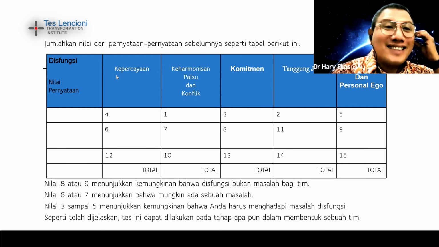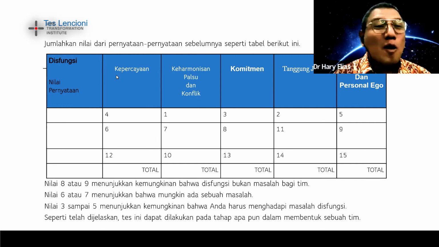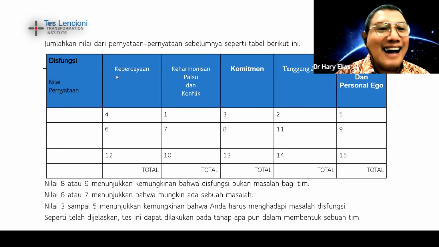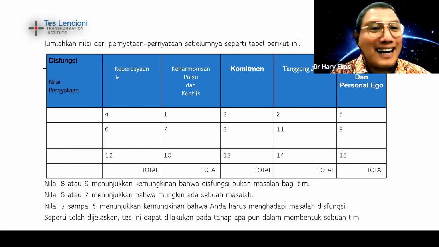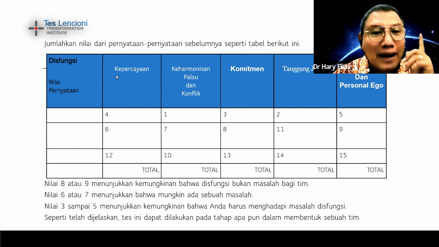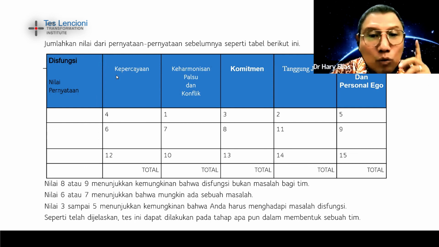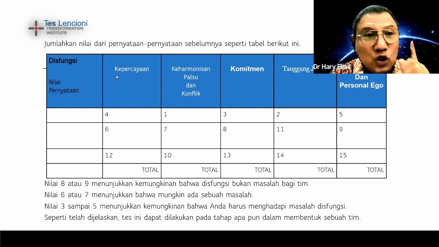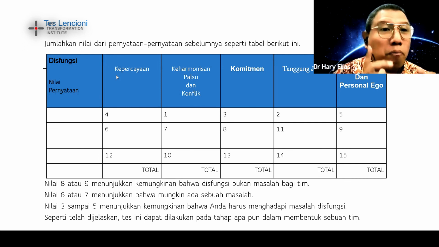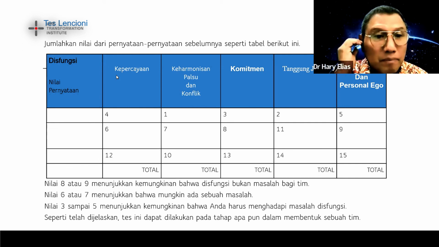Biasanya when we do the test sama company, biasanya yang di kanan personal ego itu nilainya 3 atau 4 atau 5. So if your nilai is 3 sampai 5, kemungkinan bahwa you as the leader or as the team member harus menghadapi masalah disfungsi ini. The problem of personal ego di dalam tim.